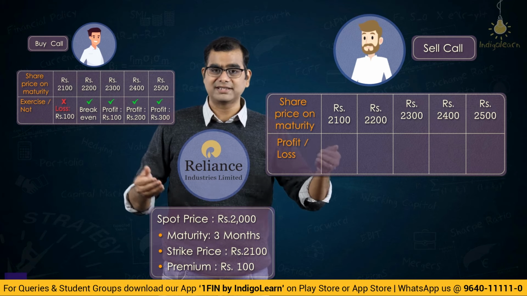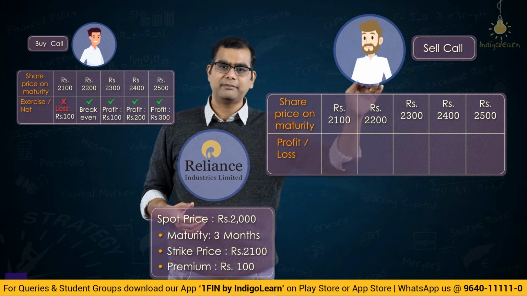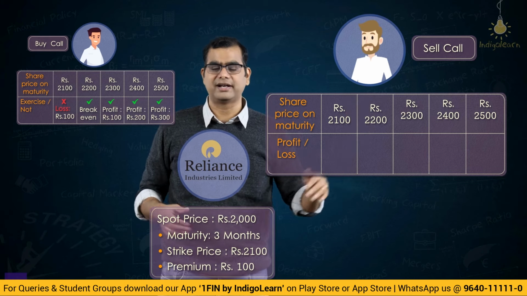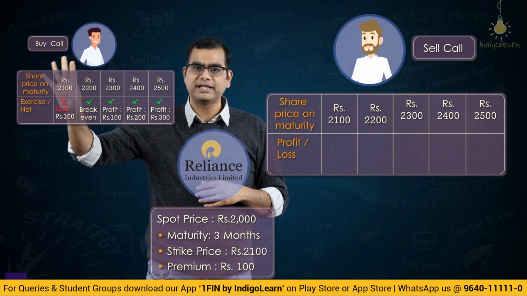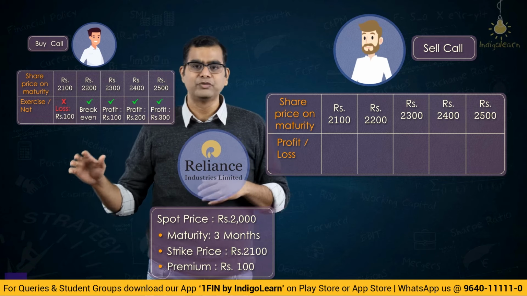And this loss will be adjusted by the premium. So you got a premium of 100 initially. So 400 minus 100, your net loss is 300. His gross gain is 400, minus the 100 rupees premium that he paid. So his net gain is 300.